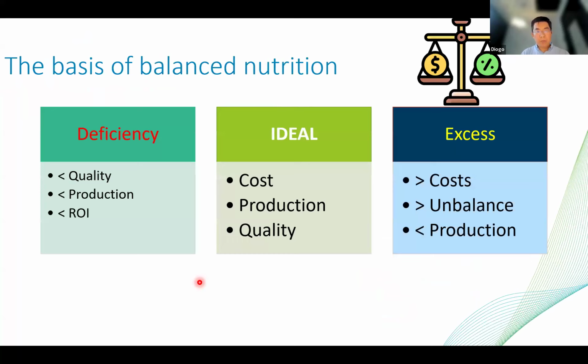Because the base of balance and nutrition keeps the same. We are always looking for the ideal situation where we have the balance between cost, production, quality. But if we go wrong, we can have some deficiency or excess of nutrients that can cause more costs or less production.